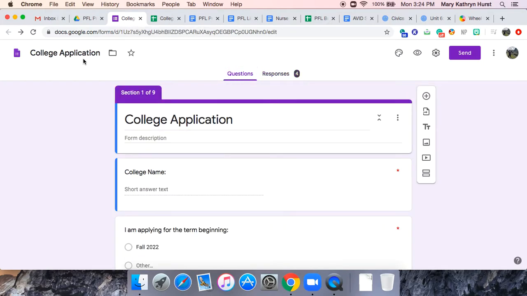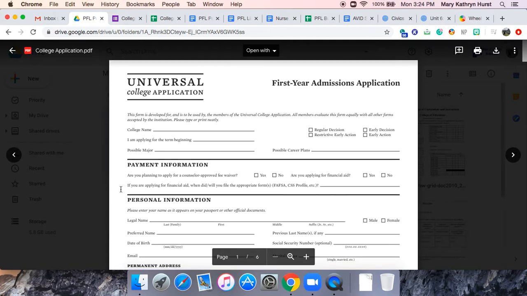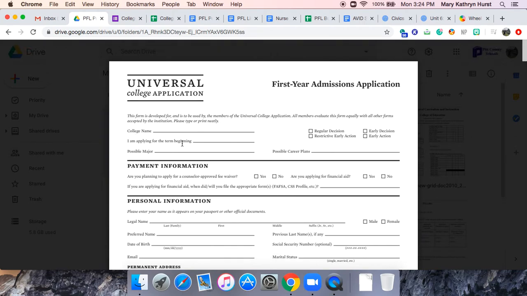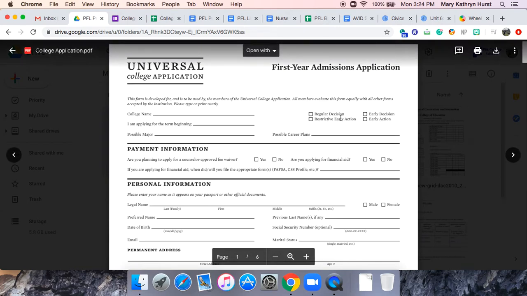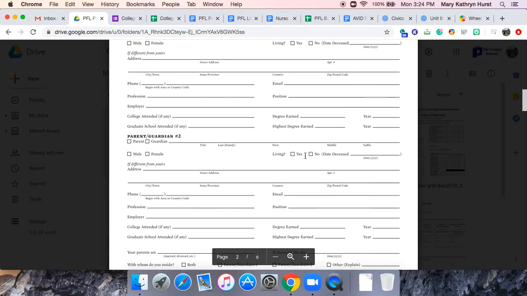So our college application, let me pull up this instead. Our college application looks like this in PDF form. Now, at this particular time, you have the option of doing the college application either here through a PDF or through a Google form. So, the most basic of basic college applications looks like this. You got your college name, you're applying for the term beginning in fall of whatever year that you graduate from high school, possible major, possible career plans, payment, personal info, mailing address, citizenship, ethnicity, family information, that sort of thing.